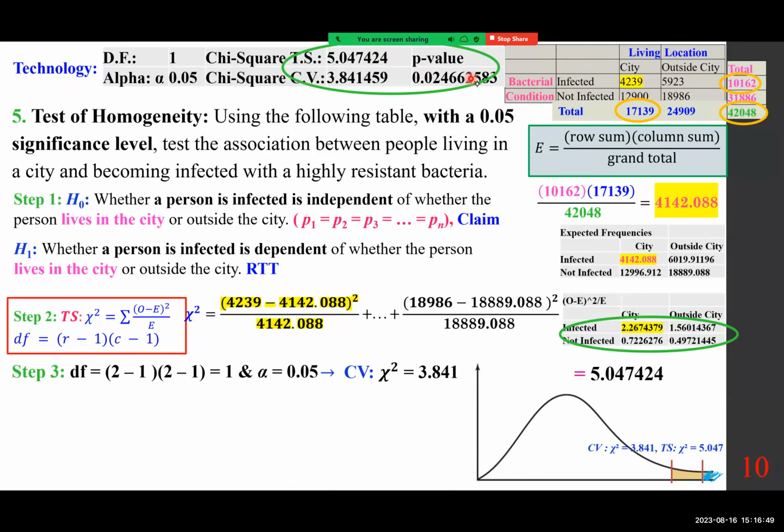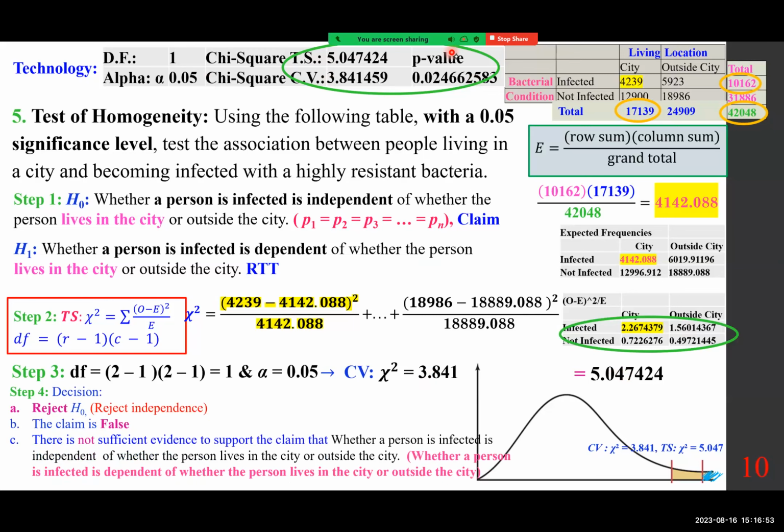Everything from technology is here: the test statistic, the critical value, and the p-value. And here's the decision: reject H0, that means reject independence. The claim is false. There's not sufficient evidence to support the claim that whether a person is infected is independent of whether the person lives in the city or outside the city. Another way of putting it, whether a person is infected is dependent on whether the person lives in the city or outside the city.